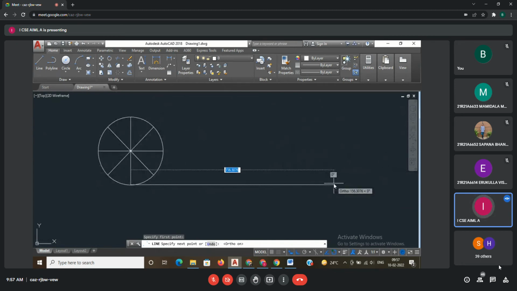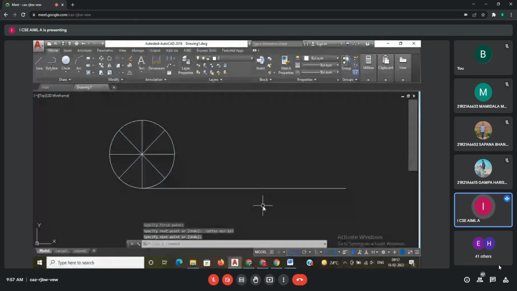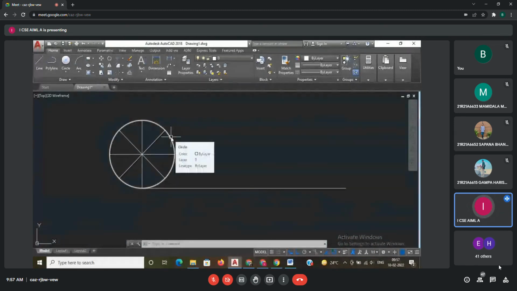How much length do I want to draw? I want to draw 157, that is pi into d. Why 157? Because pi into d. Okay, 157 length. And whenever I observe your regular practice in the labs, some students, instead of 50 diameter, have taken 50 radius. If you take 50 radius, you will get the circle, no problem.